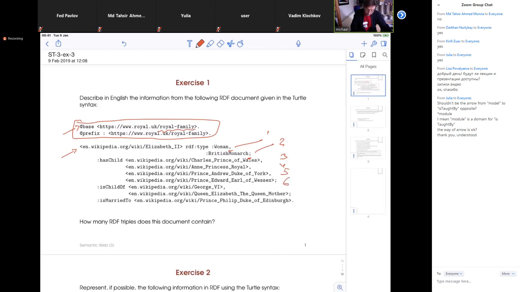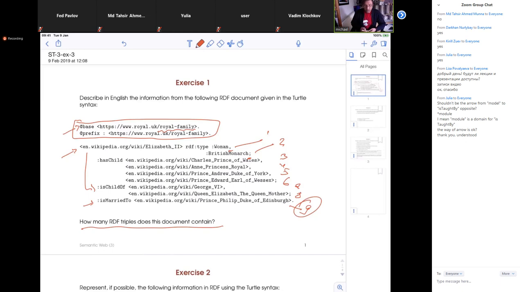All right, and she is child of George VI and Queen Elizabeth, the Queen Mother. And finally, Elizabeth II is married to Prince Philip. So in total, the main body of the RDF document contains how many triples? Nine triples.